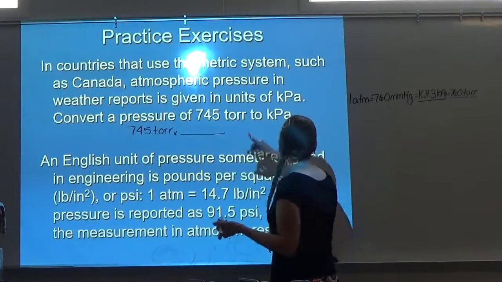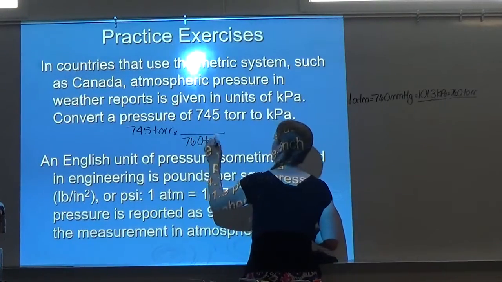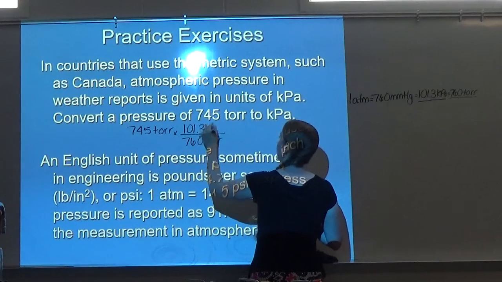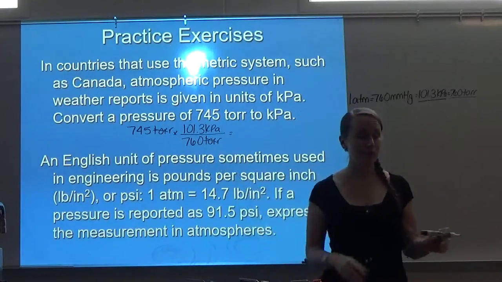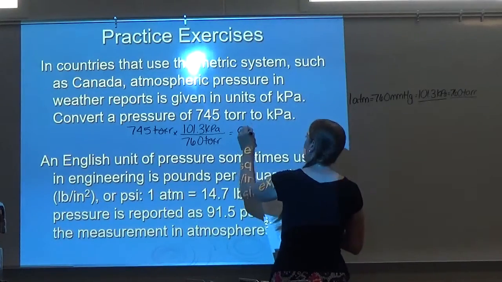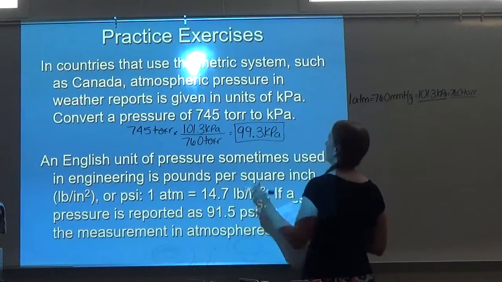Since torr is on top, torr goes on bottom. So 760 torr goes on bottom, and 101.3 kilopascals goes on top. So torr cancel. I multiply my top two numbers and divide by my bottom one. And so in this case, I got 99.3 kilopascals.